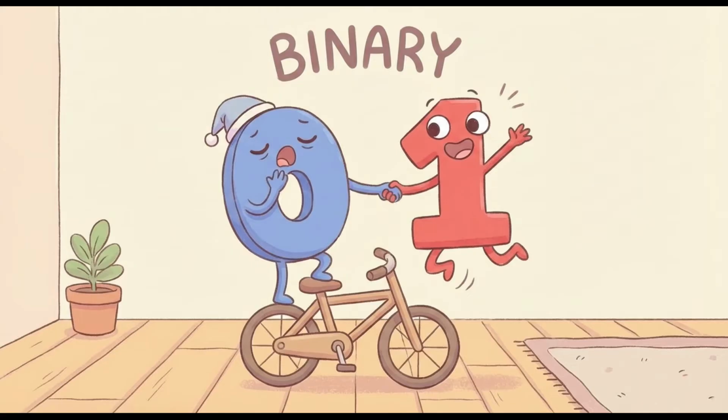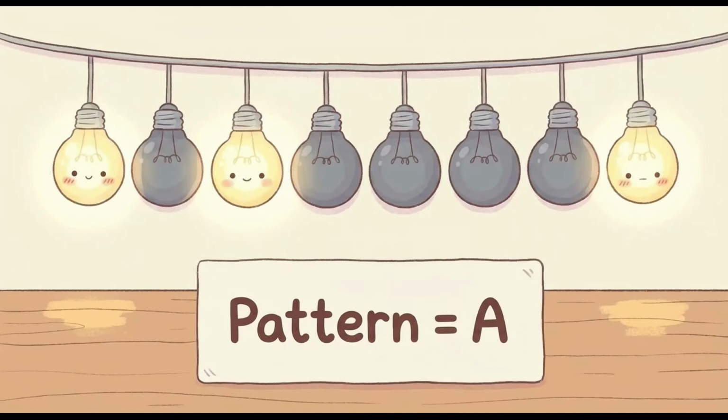This is called binary code. The word binary starts with bi, which means 2, just like a bicycle has exactly 2 wheels. It's a whole language made of nothing but zeros and ones. So how did 2 numbers say so much?